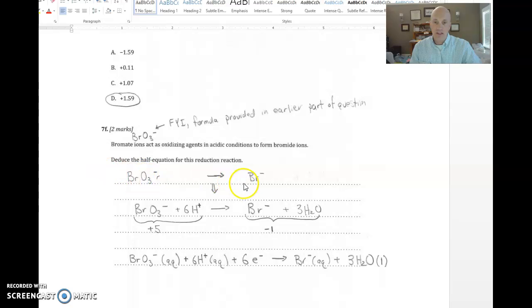So since that's 1 bromine on each side, we just now move on to looking at the number of oxygens. So we've got 3 oxygens over here, so that means that we have to add 3 water molecules to this side. And because we've got the 3 water molecules over here, we've got the 6 hydrogens, so we need to add 6 H pluses over here.